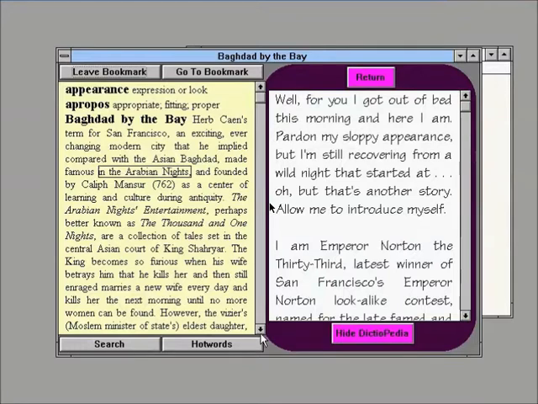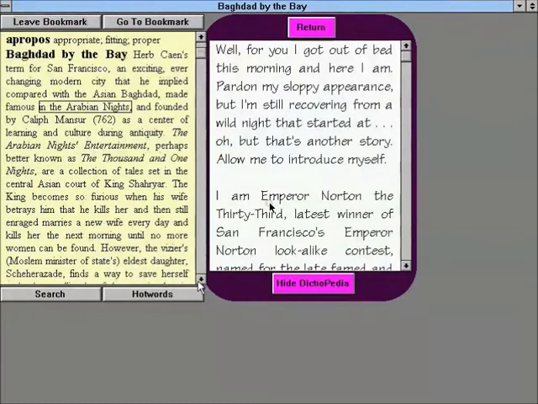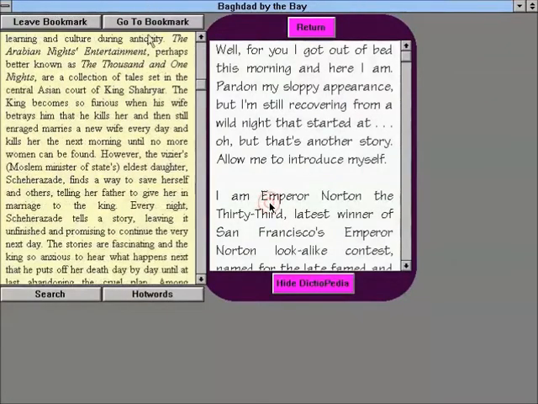I have a bad feeling about this, although the UI looks pretty organized, to say the least, in my opinion. Bookmarks on the top, search and hot words on the bottom, and on the right, the original passage.